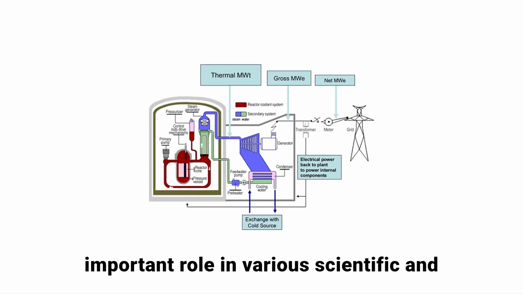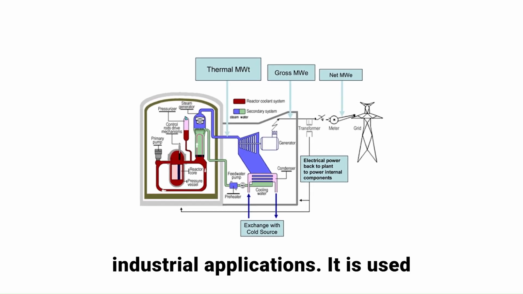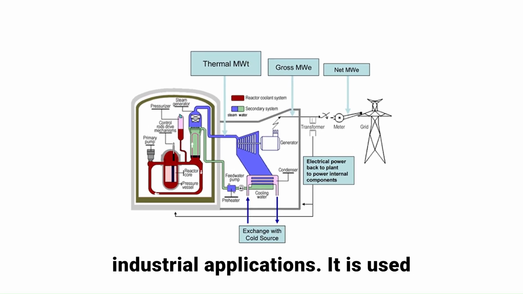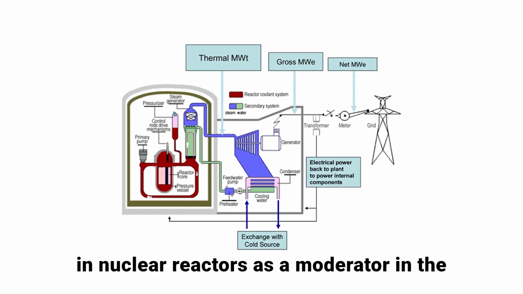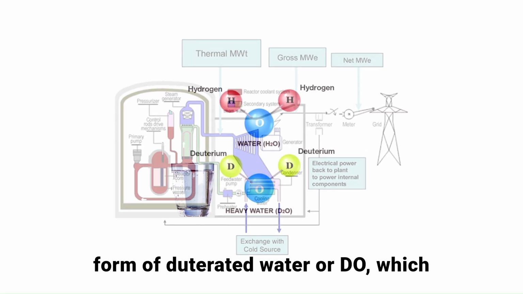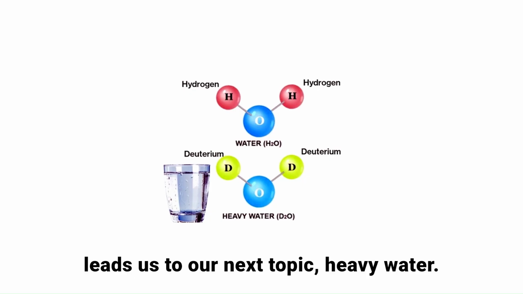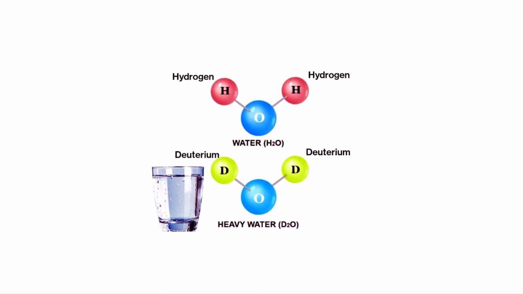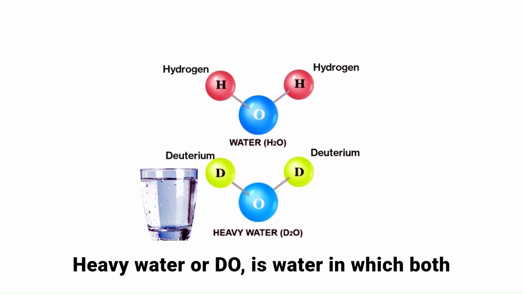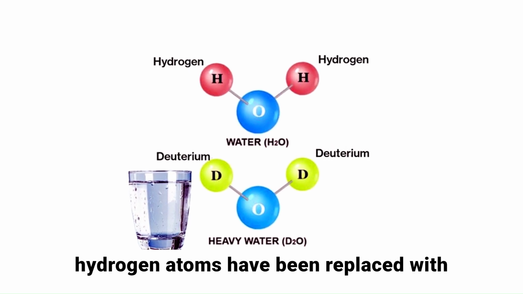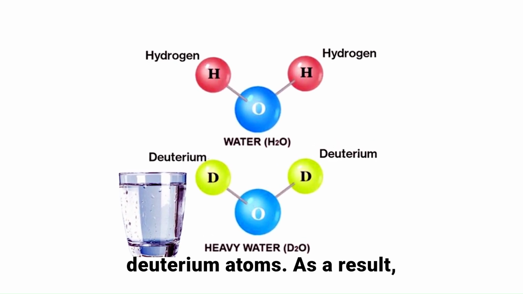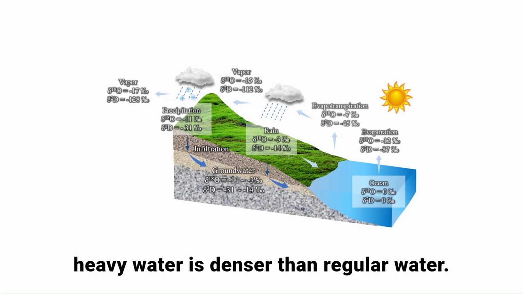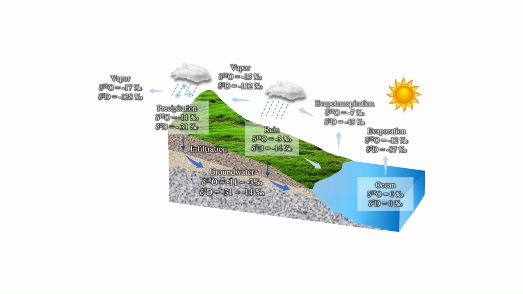Deuterium plays an important role in various scientific and industrial applications. It's used in nuclear reactors as a moderator in the form of deuterated water or D2O, which leads us to our next topic, heavy water. Heavy water, or D2O, is water in which both hydrogen atoms have been replaced with deuterium atoms. As a result, heavy water is denser than regular water.